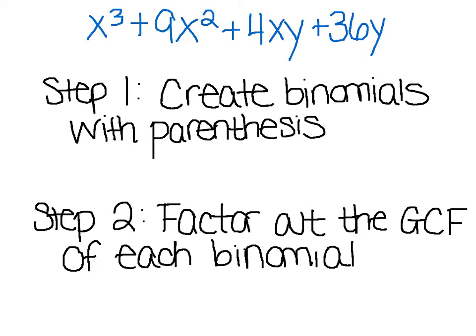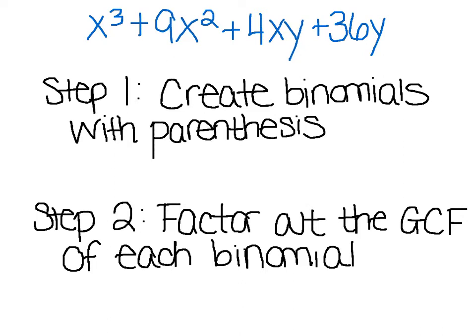So I'm going to start you with this example. X cubed plus 9x squared plus 4xy plus 36y. Notice there's 1, 2, 3, 4 terms. It is a polynomial with 4 terms, so we're going to use factoring by grouping to factor this polynomial. I've already written the steps, so I'd like you to write them down. Make sure you understand them, but we'll go through it using this example.